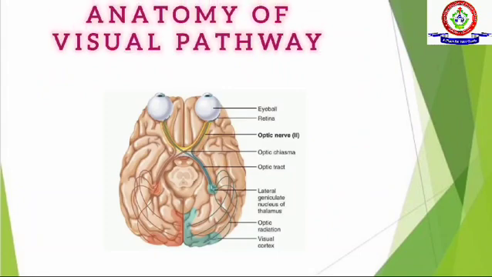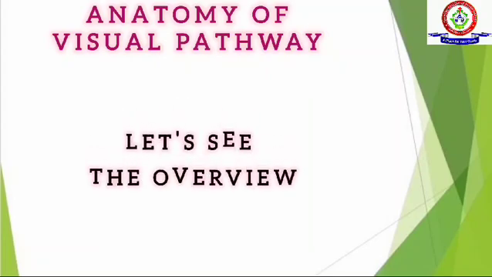In this series, we'll explore the anatomy of the visual pathway. The visual pathway consists of several key structures that facilitate the processing of visual information from the eyes to the brain. Let's see the overview.